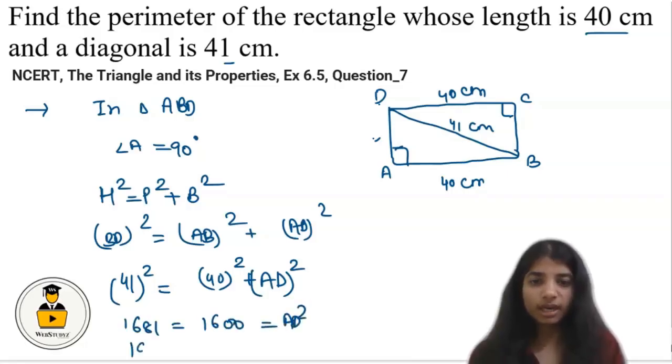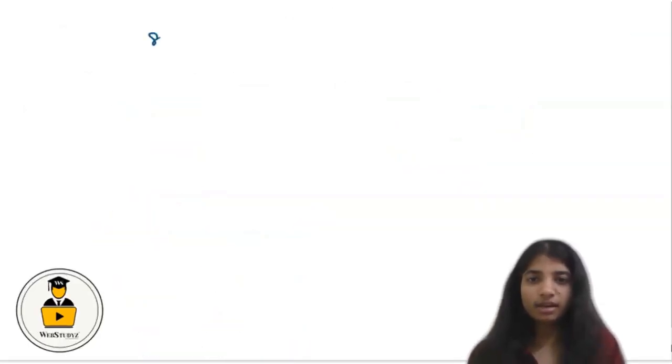So we are going to subtract 1600 from 1681. So 1681 minus 1600 is equal to AD square. When we subtract 1600 from 1681, we get the value of 81. So 81 is equal to AD square, and 81 is itself the square of 9. So 9 square is equal to AD square.